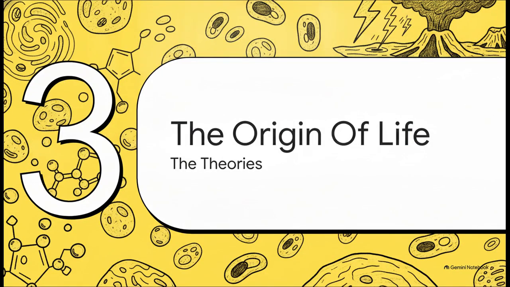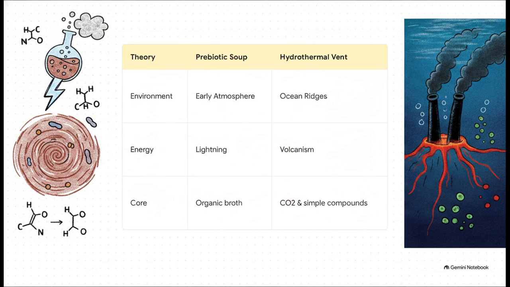Moving on to Section 3, the origin of life, the theories. Okay, so looking even further back than the dinosaurs, deep into the Precambrian era, we hit our next big question. How did biological life originally emerge from this primitive Earth in the first place? Well, scientists impartially explore two major models for the origin of organic compounds, the prebiotic soup theory and the hydrothermal vent theory. The prebiotic soup concept suggests early Earth was basically covered in a primeval broth.